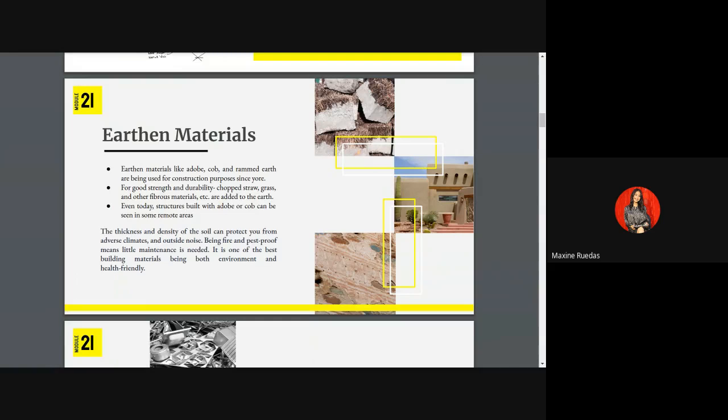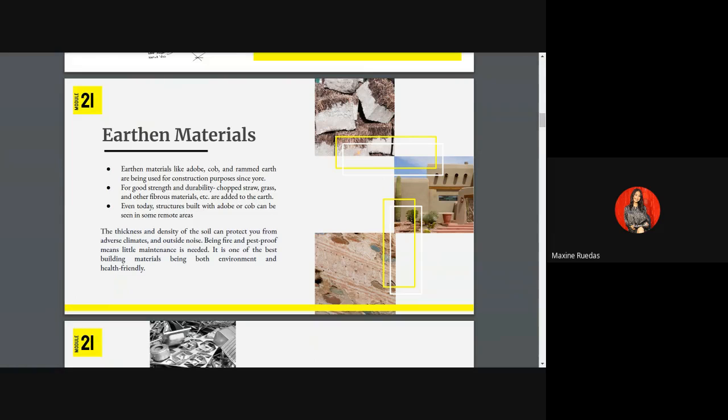So we have chopped straws, grass, and other fibrous materials that are added to the earth. And even today, structures built with adobe or cob can be seen in some remote areas. So the thickness and density of the soil can protect you from different climates and outside noises. Being fire and pest proof means little maintenance is needed. It is one of the best building materials, being both environment and health friendly.